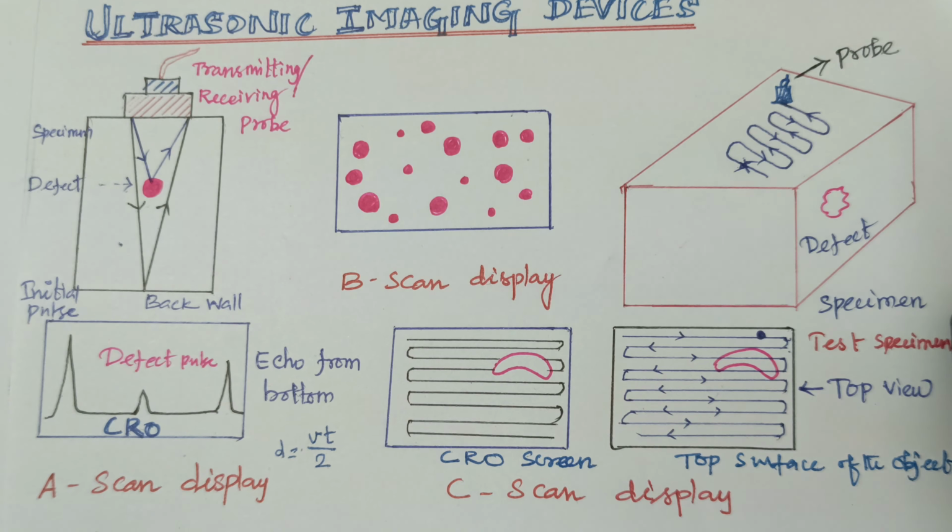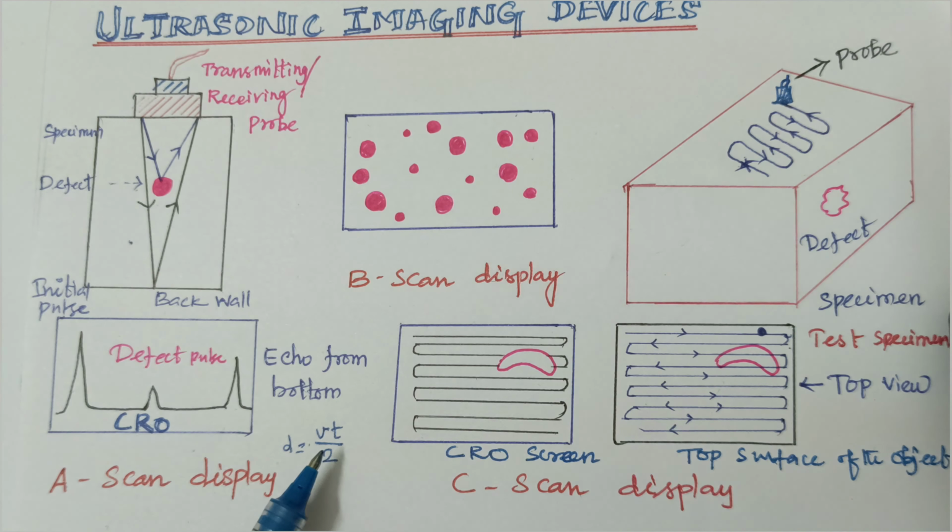Another advantage is that the attenuation of sound in the material can be studied. You know attenuation? Attenuation means nothing but losses. The loss of sound in the material can be studied. If you know the velocity of sound in the material, you can measure the thickness of the specimen. If you know the velocity, then you can find the thickness of the material. So these are some of the advantages of A-scan.